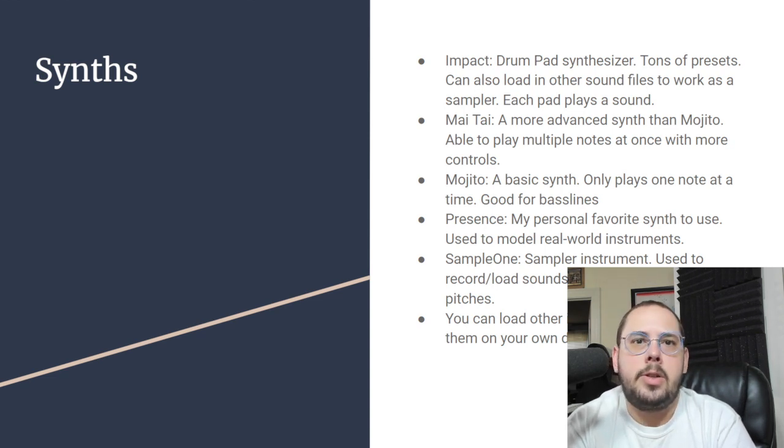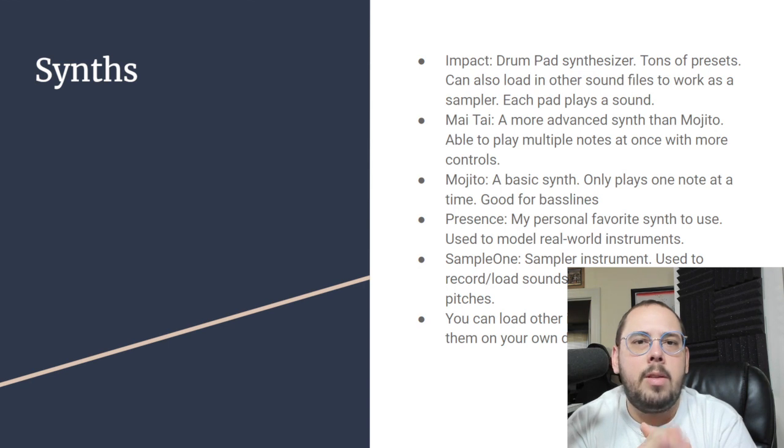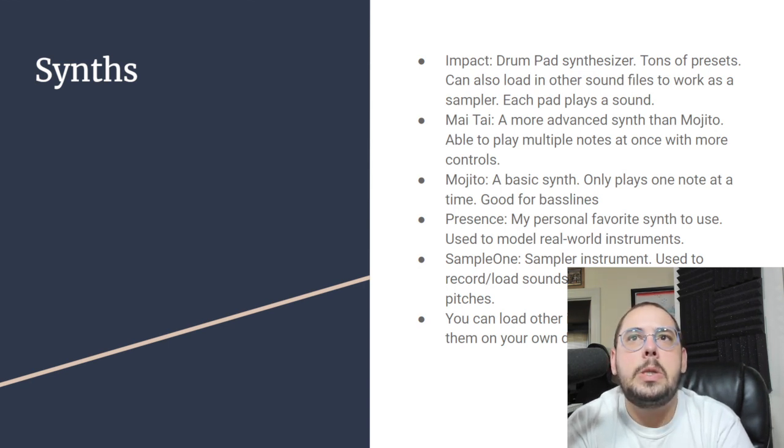Presence is my personal favorite, because it can do things like Mojito and Mai Tai if you know what you're doing in terms of manually setting all the settings, but it's intended to model various real world instruments, and you can tell that just by looking at all the presets, and it sounds pretty decent. You can customize it as you go, but it's used to create real instrument sounds when you don't have any.